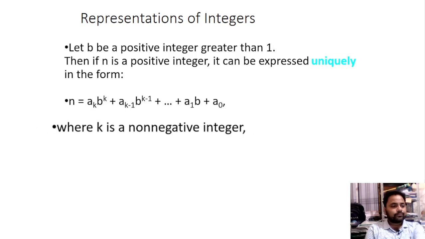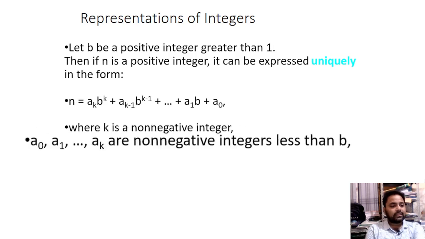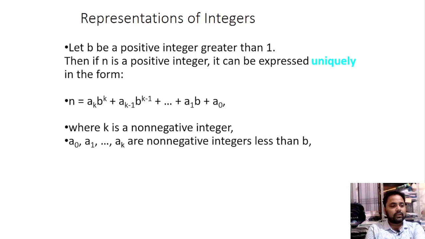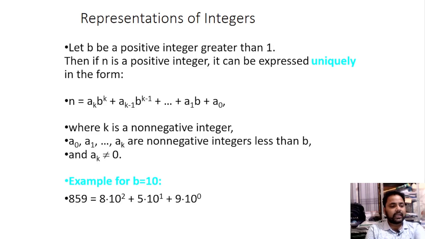Where k is a non-negative integer, a_0, a_1 up to a_k are non-negative integers less than b, and a_k is not equal to 0. For example, if b equals 10, then 859 is represented by 8 into 10 to the power 2. This is basically the decimal form. Here in base 10, 8 into 10 to the power 2 plus 5 into 10 to the power 1 plus 9 into 10 to the power 0.